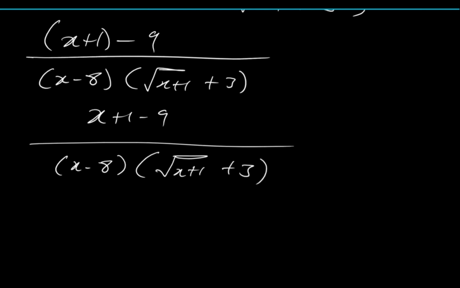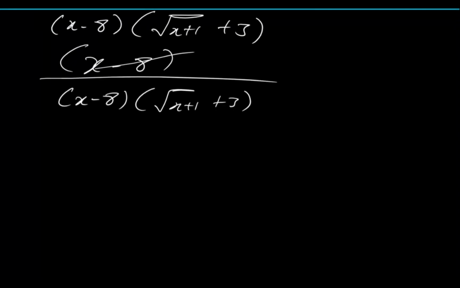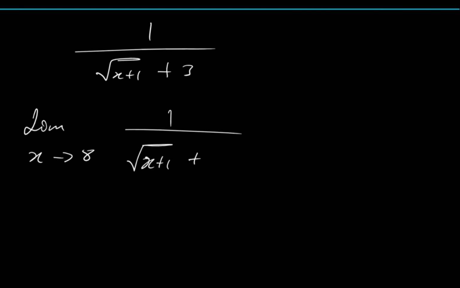So now x plus 1 minus 9 will simply give you x minus 8, over x minus 8, then the root of x plus 1 plus 3. Now, if you look at the numerator and the denominator, they have the same factor. So we can just cancel them out, and you have 1 over the root of x plus 1 plus 3. Then we can put this back in our limit. So we can say the limit as x approaches 8 of 1 over the root of x plus 1 plus 3.